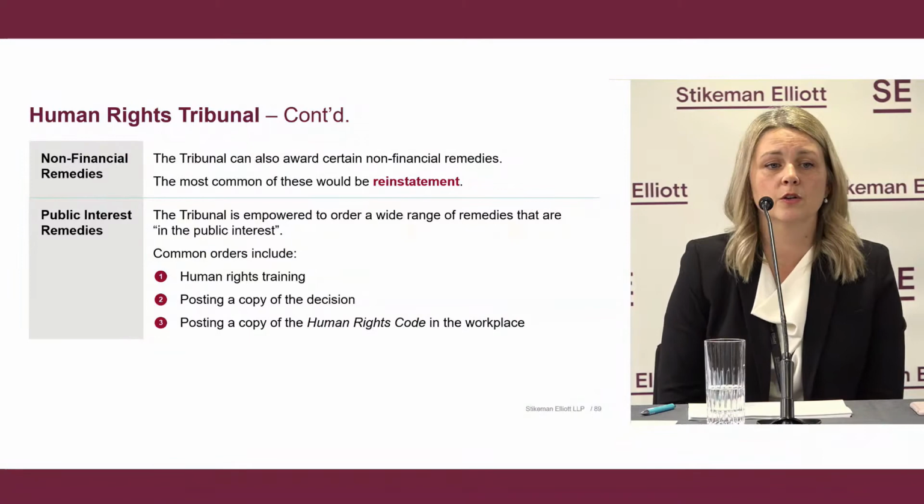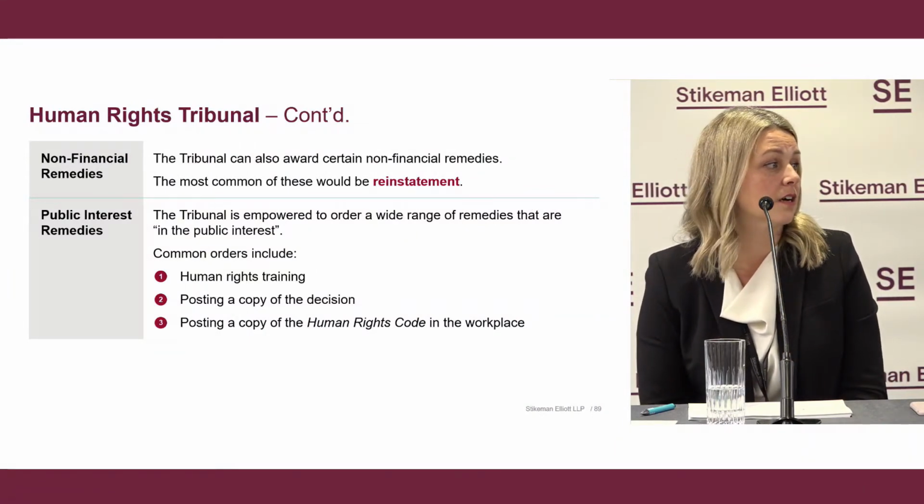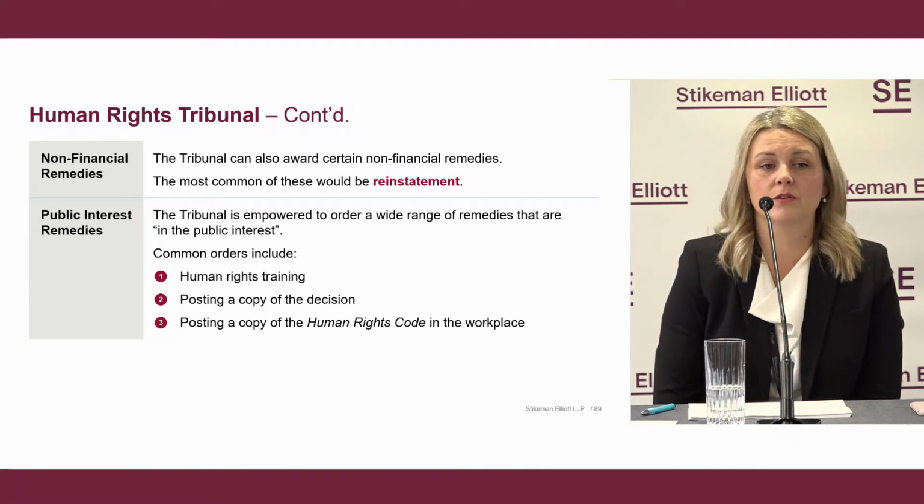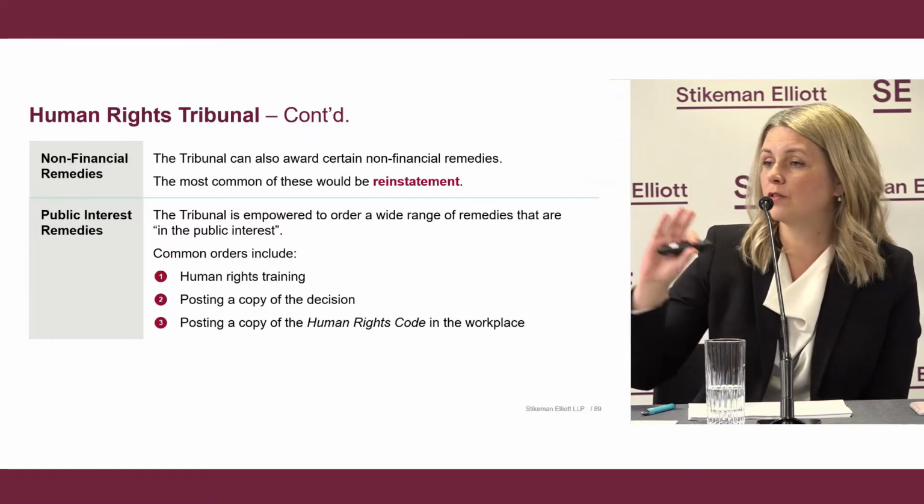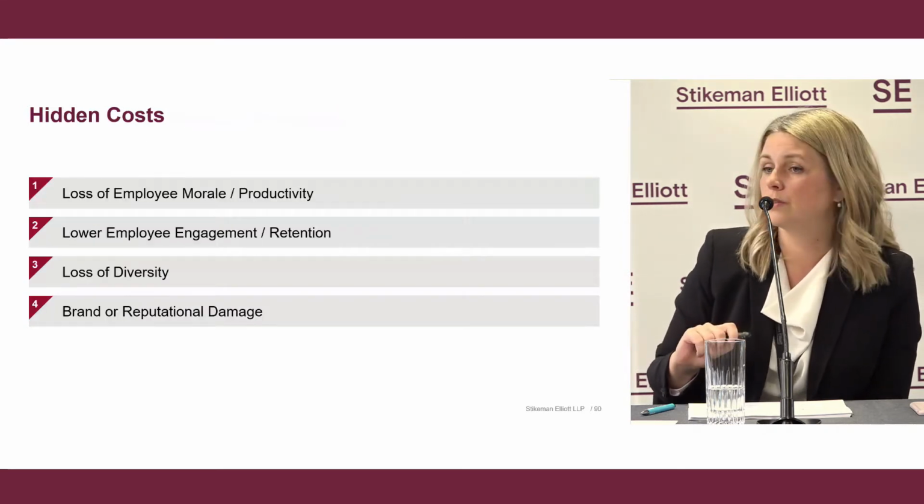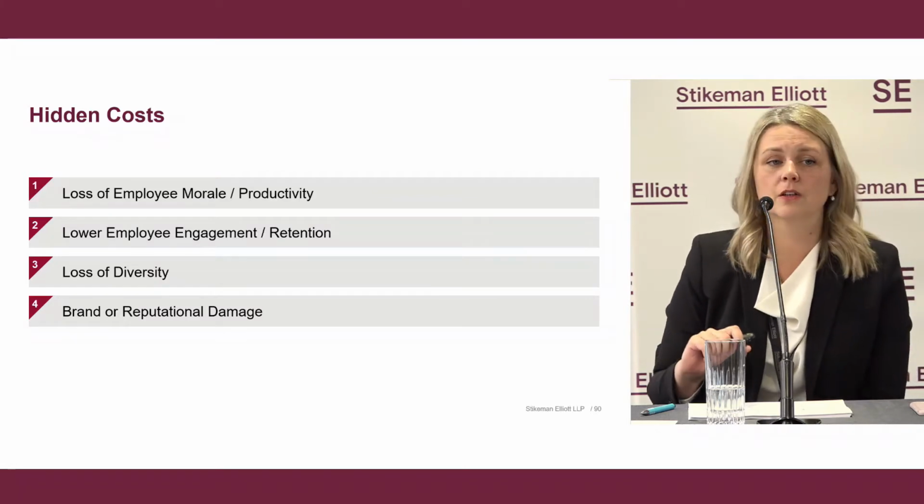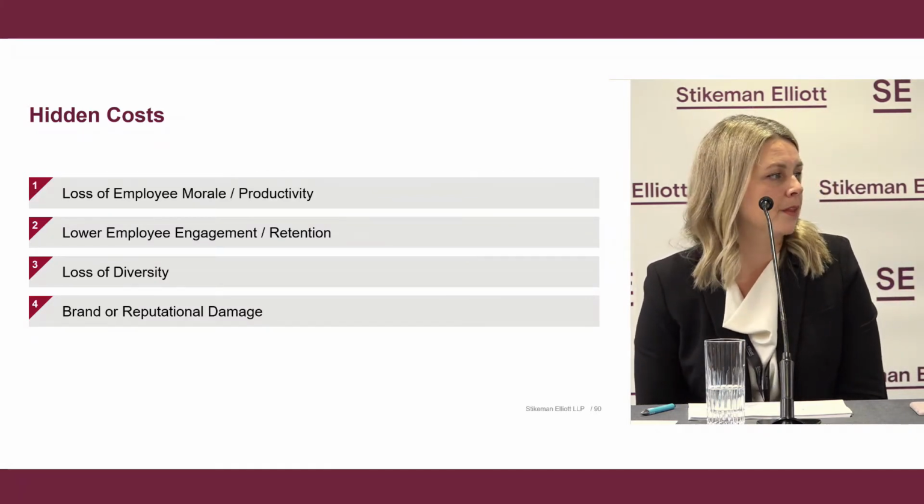So there are also other orders that can be made. So human rights training in your workplace, posting a copy of a decision, which as employers, that's obviously not ideal, a decision adverse to you, and posting a copy of the code in the workplace. So that's generally the sort of galaxy of remedies pursuant to those two jurisdictions. And, you know, we also want to talk about the hidden costs, because it's not just all about money.